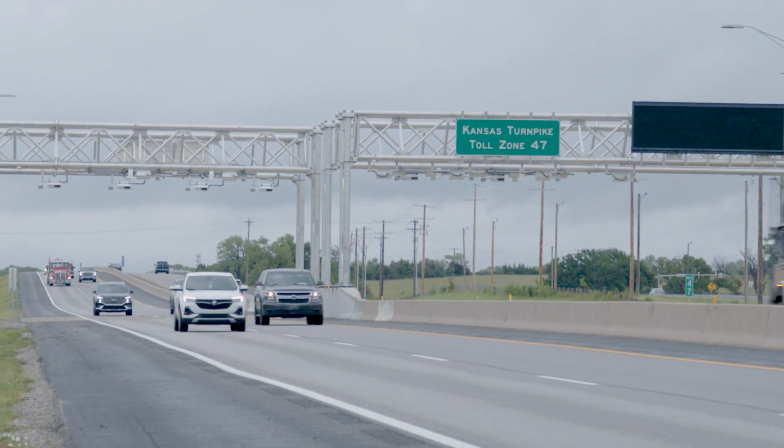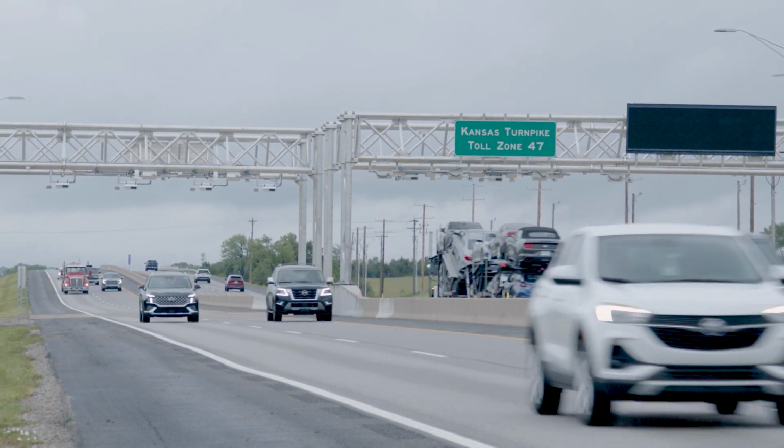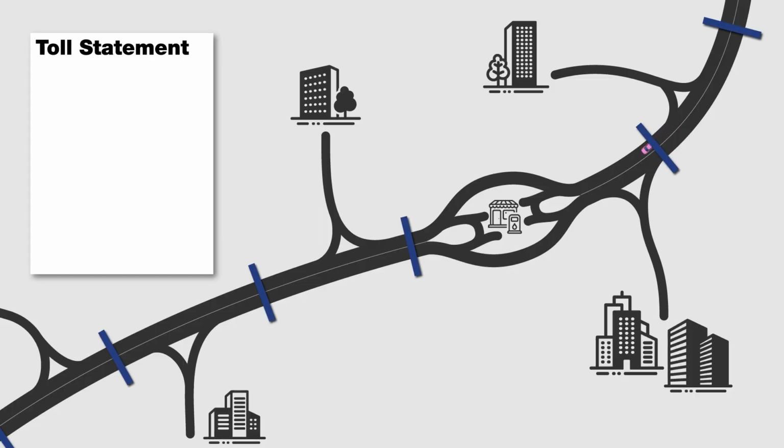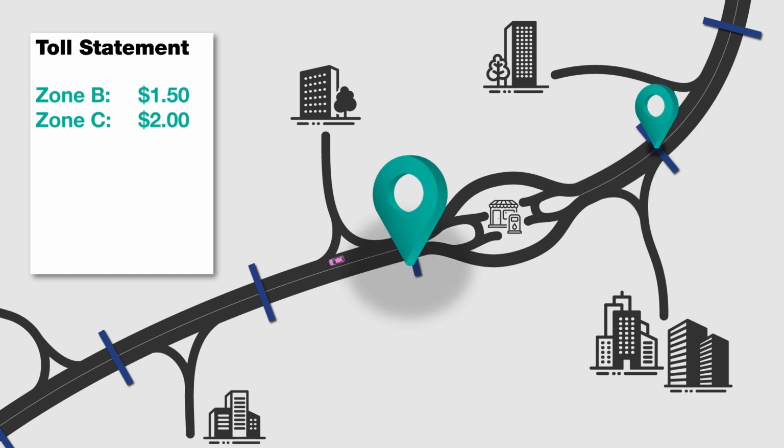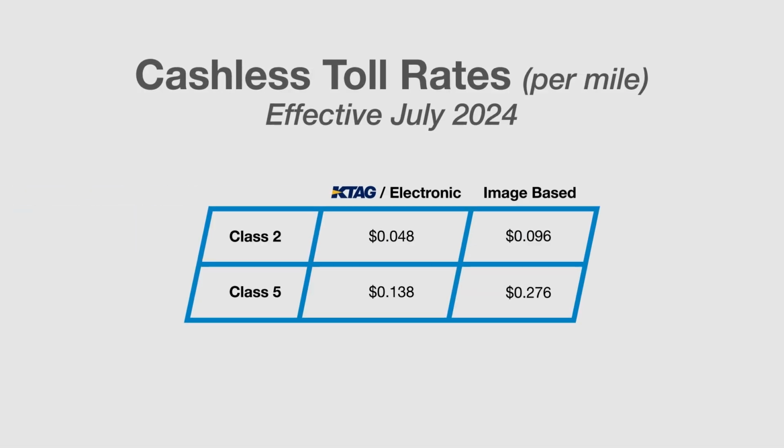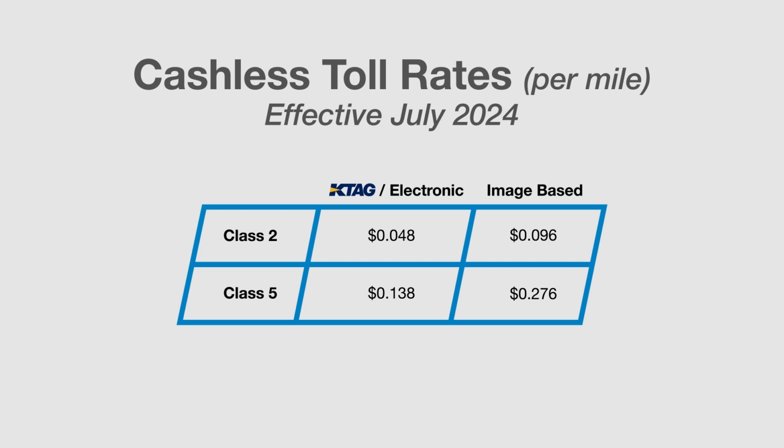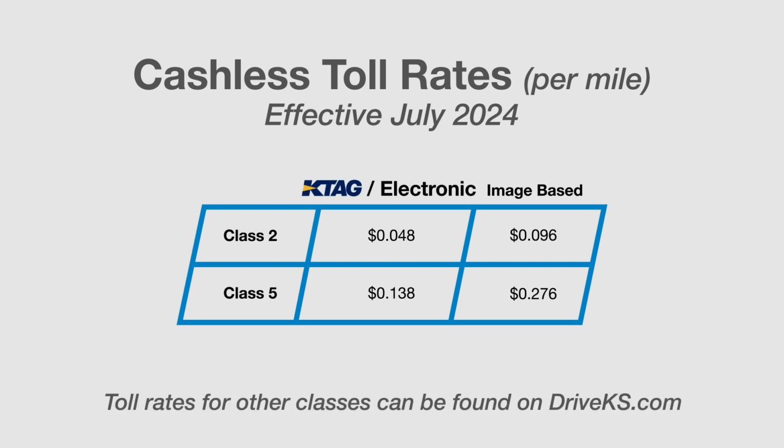The Kansas Turnpike is a cashless toll system. There is no on-road toll collection. Toll transactions are calculated when you drive through a toll zone. The toll rate per mile is based on the number of axles on your vehicle and whether your vehicle is identified by a compatible transponder or license plate.